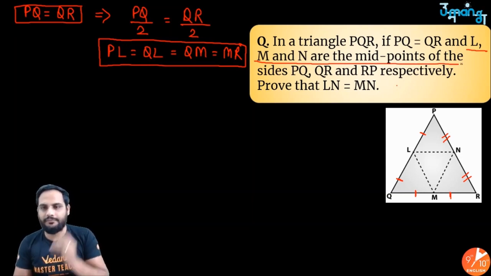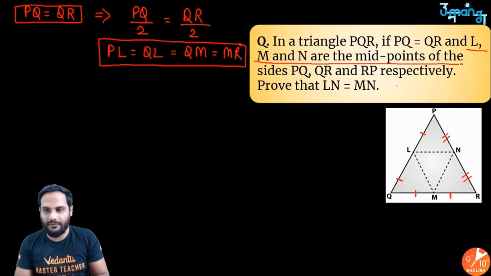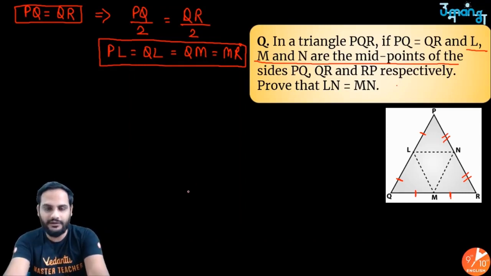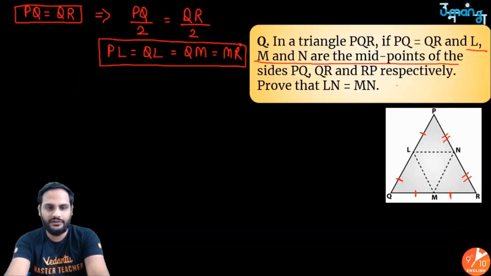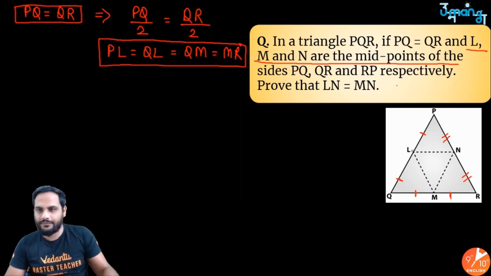Right? Next part, it says prove that LN is equal to MN. LN is equal to MN. So first focus on the sides which the question wants you to prove equal. The sides which I want to prove equal are LN and MN. LN is present over here and MN is present over here. So you can clearly see I need to talk about the two triangles which these two sides include. So I am talking about these two triangles.